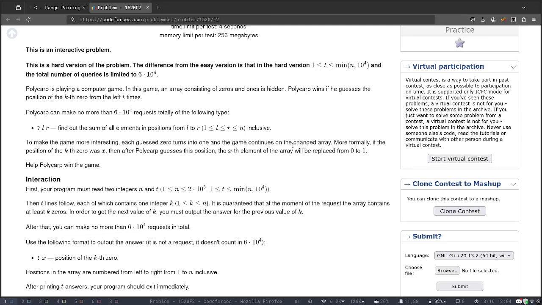Okay, I just read the problem. I didn't see what the query said. It says find out the sum of all elements in positions from L to R. It answers that, right? It gives you that. Yeah.